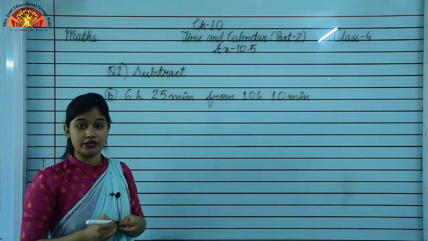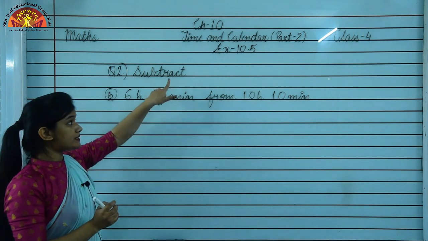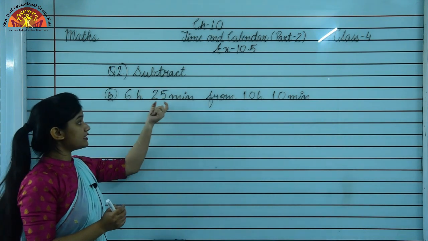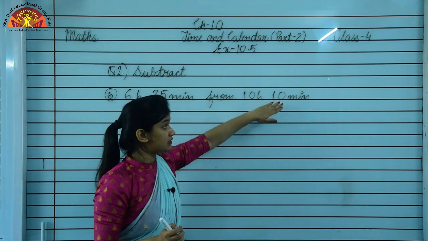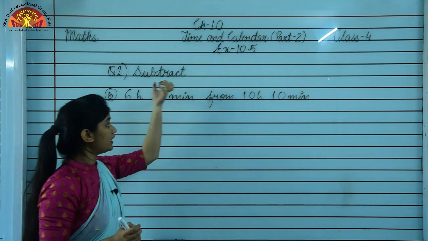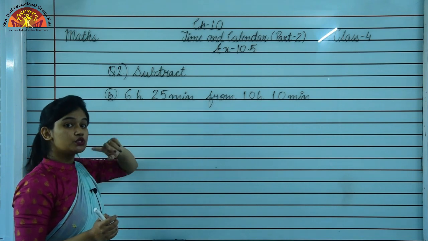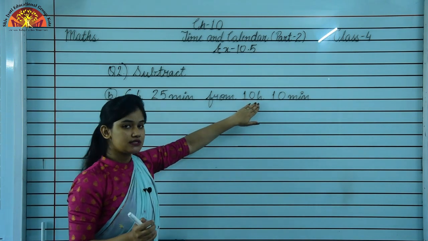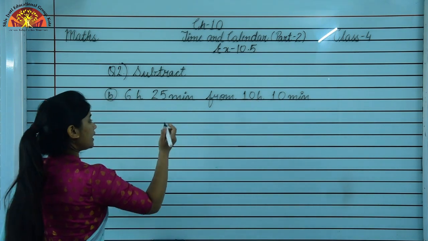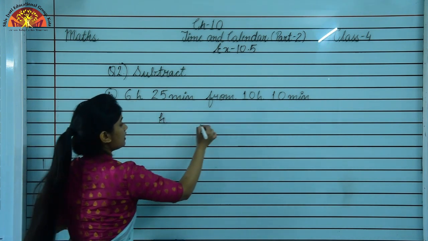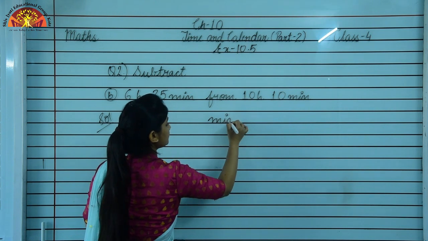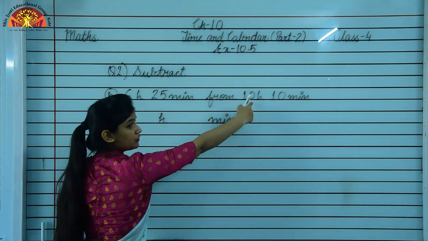Now just read this question again. You have to subtract this 6 hours 25 minutes from 10 hours 10 minutes. It means इसमें से आपको क्या subtract करना है? You have to subtract this number. So which number will come first? This number will come first. Okay. So again we have to separate hours and minutes. Hours and then minutes. First this number will come.